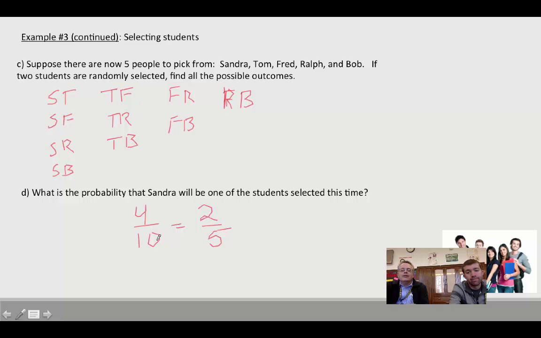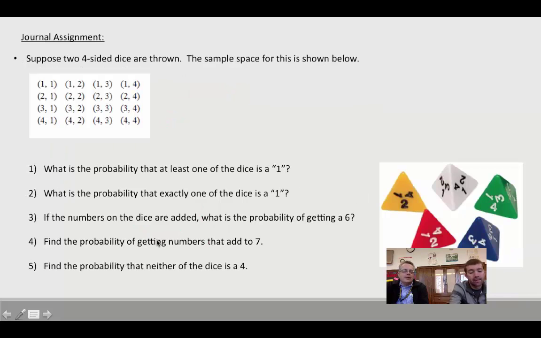All right, so Louis, it is journal time. Much like the 6-sided dice, we have 2 4-sided dice that we're going to roll. The diagram here is your sample space for the 4-sided dice, all the way from 1-1 to 4-4. Since we have 2 4-sided dice, there are going to be 16 total possibilities. For each one of these, answer the question using the sample space.